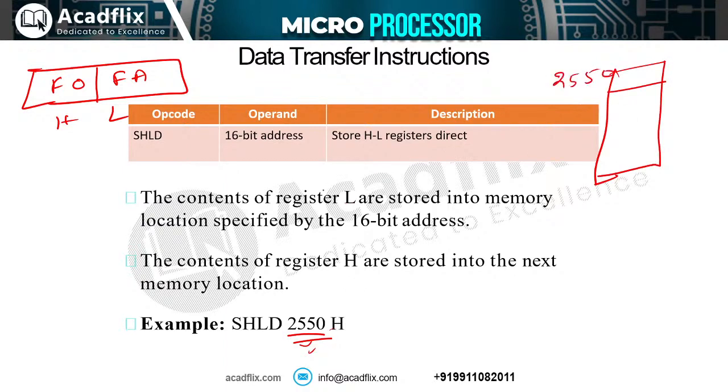The first byte will be stored from the L. You will go to L, and this byte will be stored at the first location in the memory. Then in the next location, 2551, F0 will be stored. That means the lower address will store the lower byte and the higher address will store the higher byte. This is called the higher byte, this is called the lower byte. So the lower byte will be stored at the lower address and the higher byte will be stored at the higher address.